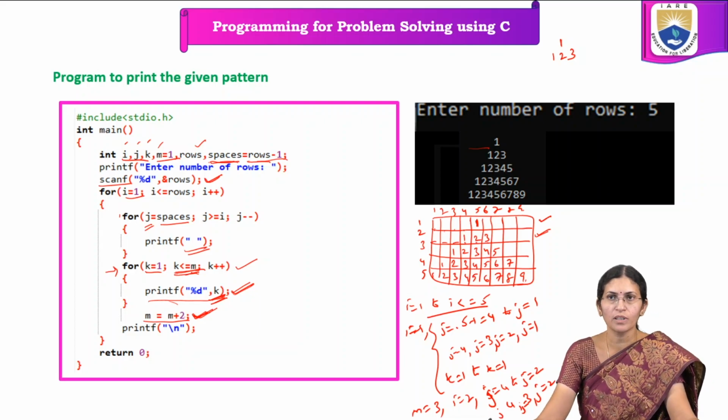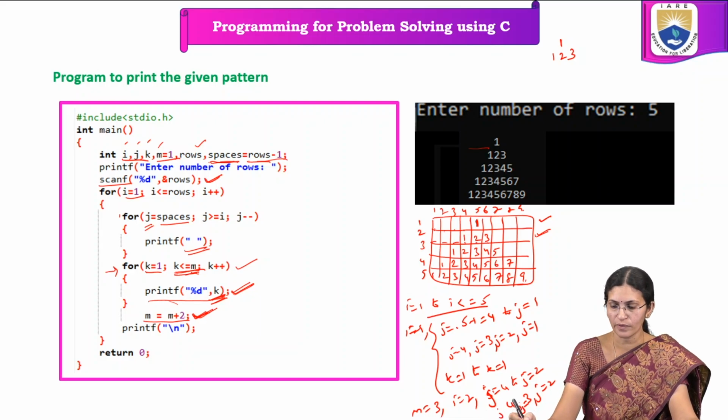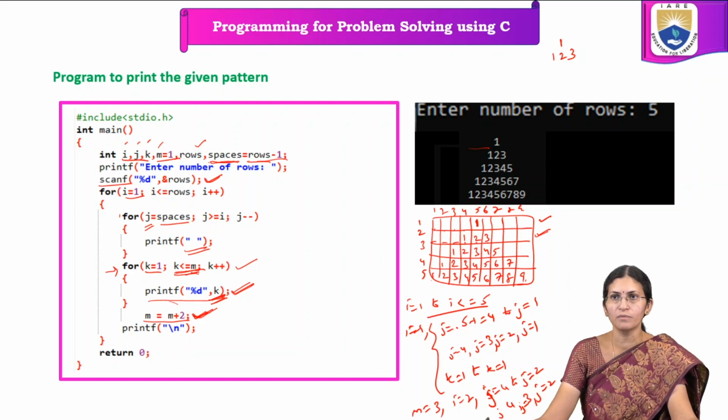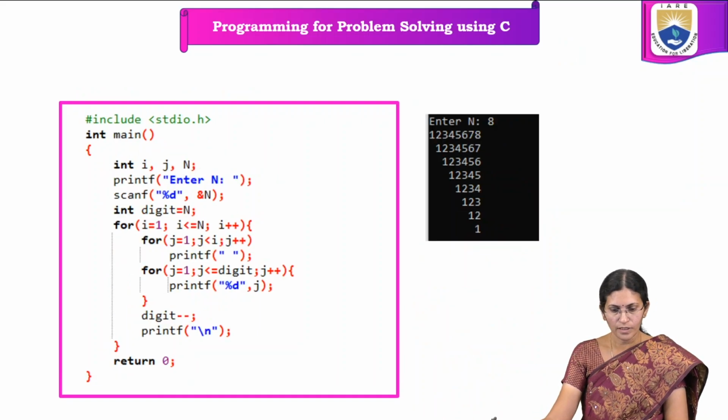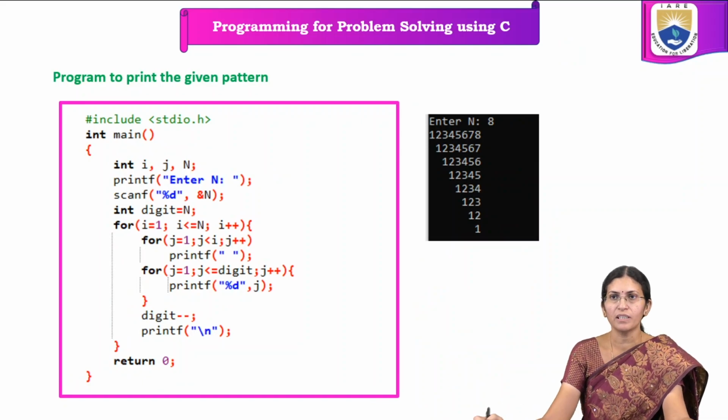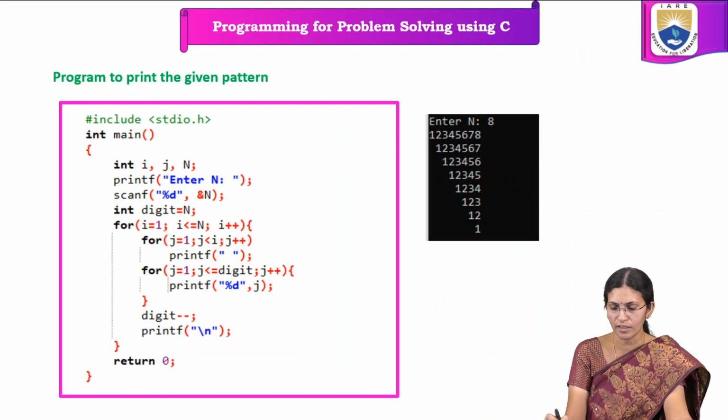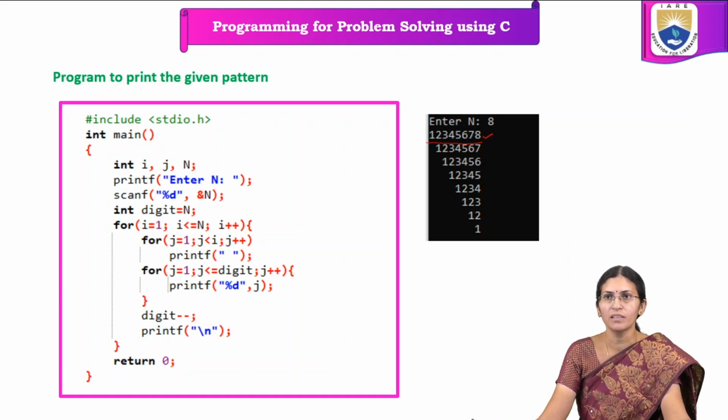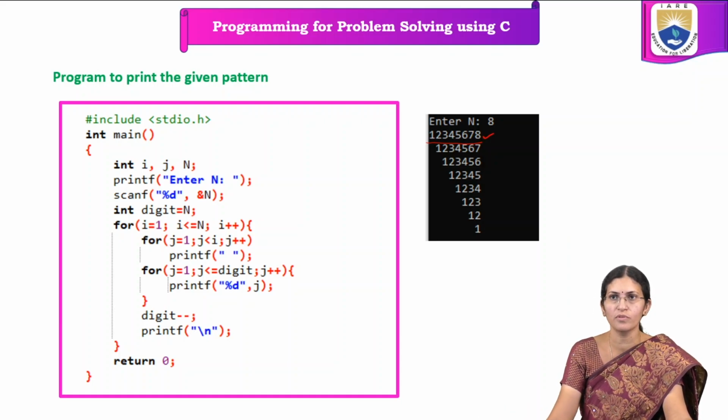When we run the program and enter the number of rows as 5, you can see the number of rows are 5, and this is how we are going to print the pattern. Next one, this is another pattern. Here you can see the first row has the numbers from 1 to 8 printed, where 8 is nothing but the value entered by the user. So this corresponds to the number of rows specified by the user.